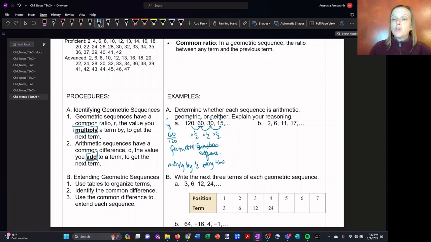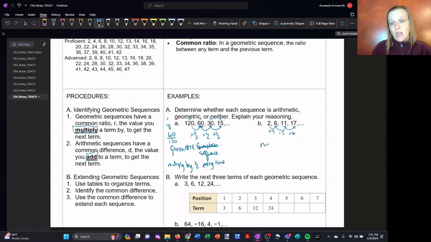Let's look at the next example, 2 to 6. Well, I could be multiplying by 3. Let's see what I'm doing next. 6 times 3 is 18, and the next number is not 18. So multiplying by 3 is not correct. Let's try adding. Plus 4 is 6, and then 6 plus 4 is 10. This seems to be plus 5, 11 to 17. That's plus 6. I am not adding by a consistent value here. So this is not an arithmetic sequence, and we weren't multiplying by a common ratio. So this is not a geometric sequence.